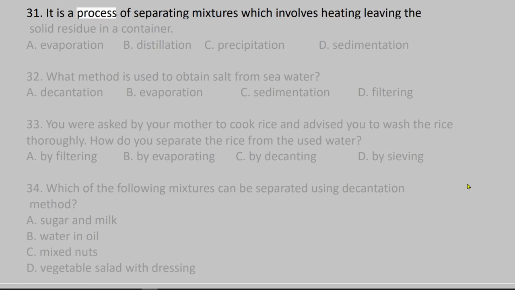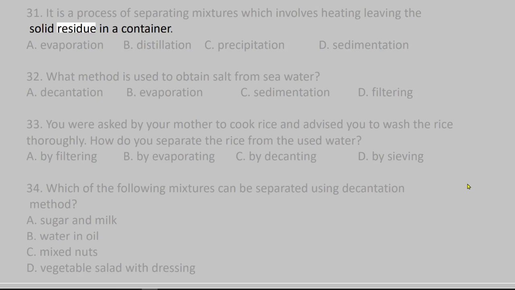31. It is a process of separating mixtures, which involves heating, leaving the solid residue in a container. A. Evaporation. B. Distillation. C. Precipitation. D. Sedimentation. 32. What method is used to obtain salt from seawater? A. Decantation. B. Evaporation. C. Sedimentation. D. Filtering.